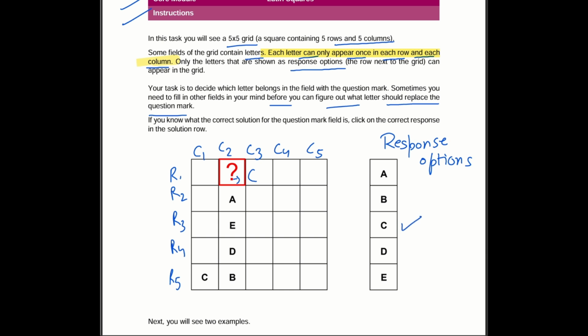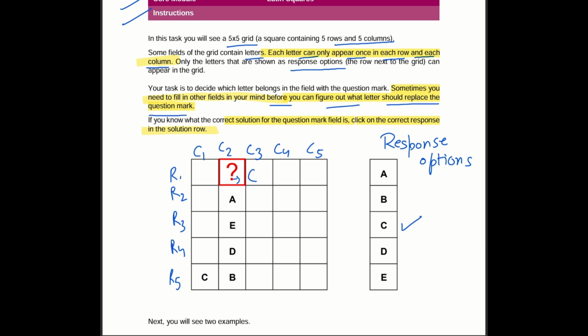But sometimes you will get questions where you have to solve other boxes first to find the question mark. This is also an important point. Sometimes you need to fill in other fields in your mind before you can figure out what letter should replace the question mark. If you know the correct solution for the question mark field, click on the correct response in the solution. One thing you have to remember: be very, very particular about all the instructions given in the official PDF, because they are going to be the same, or the same pattern, in your real exam.